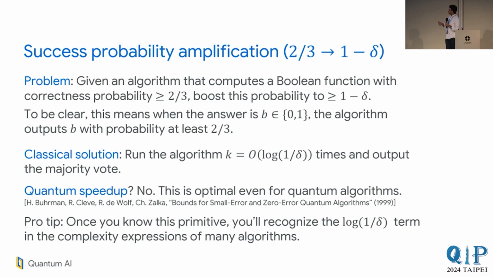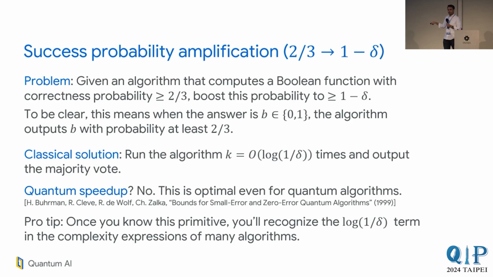In fact, it was shown in this paper from a very long time ago. And the reason I wanted to mention this primitive is that the whole thesis of this talk is that if you understand the primitives, it'll make it easier for you to understand quantum algorithms. If you see a quantum algorithm and its complexity expression has a log 1 over delta at the end of it, now you know where it comes from. It comes from this trick.